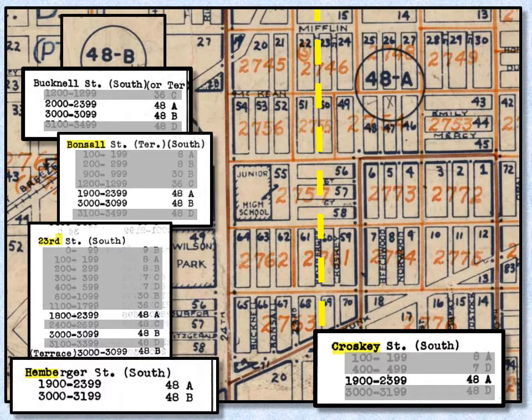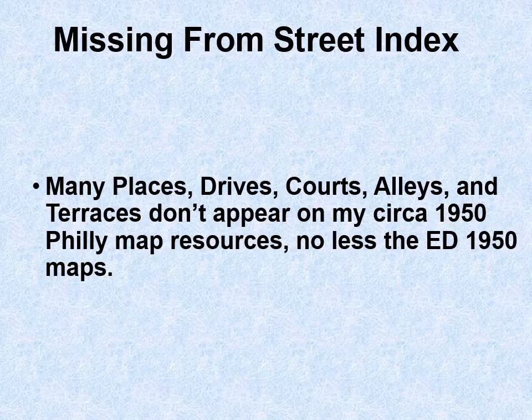And I suspected that not only was it a problem here, but there were other areas that it might have created these, quote, missing streets. In Philadelphia, the Philly maps, they have many places, drives, courts, alleys, and terraces that don't appear on my circa 1950 Philly map resources, no less the ED 1950 maps. So many of these really small, little named streets don't appear on major maps. That would be a reason why we didn't notice them.